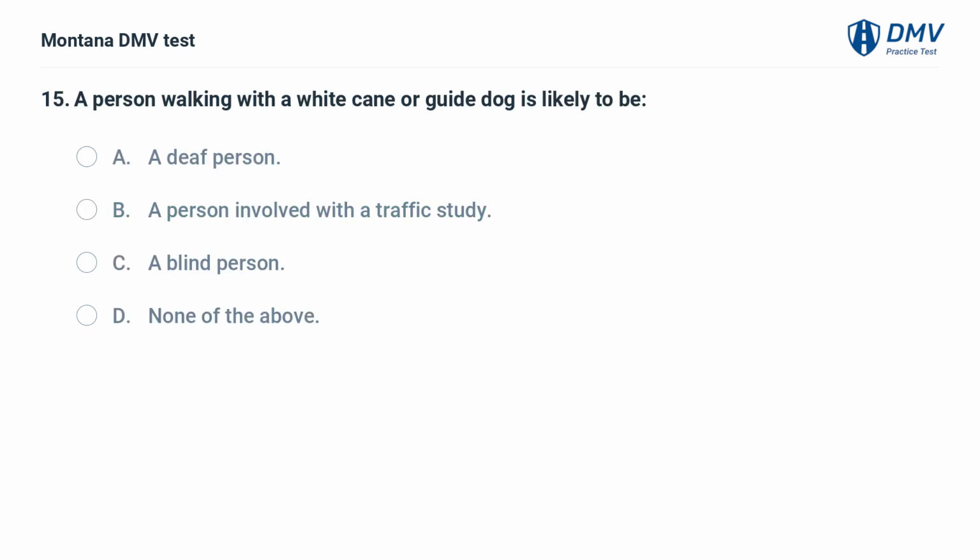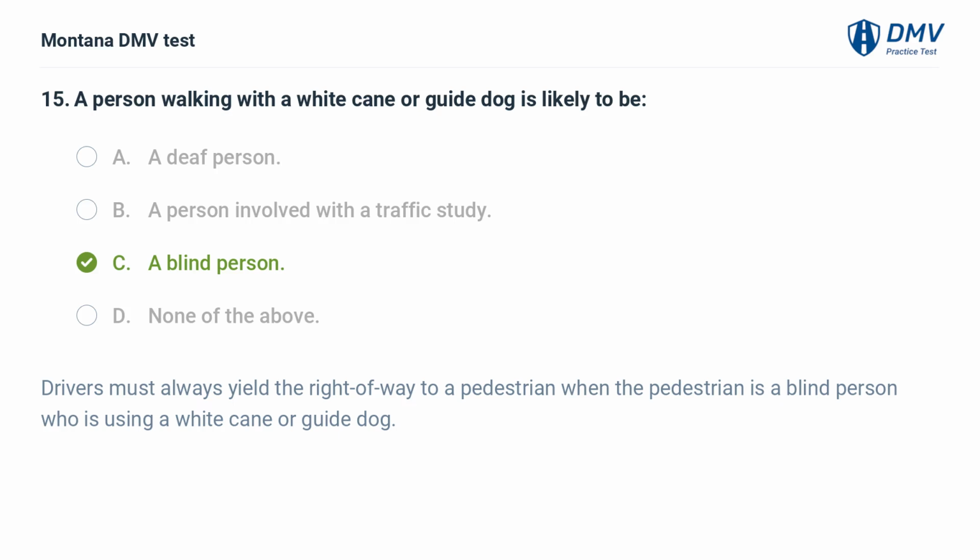A person walking with a white cane or guide dog is likely to be A. A deaf person. B. A person involved with a traffic study. C. A blind person. D. None of the above. C. A blind person.